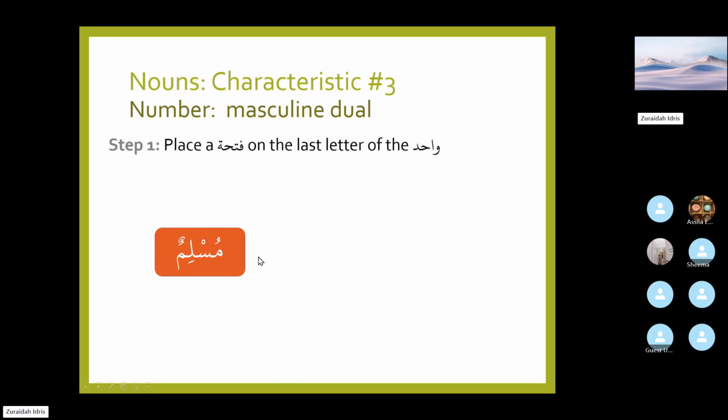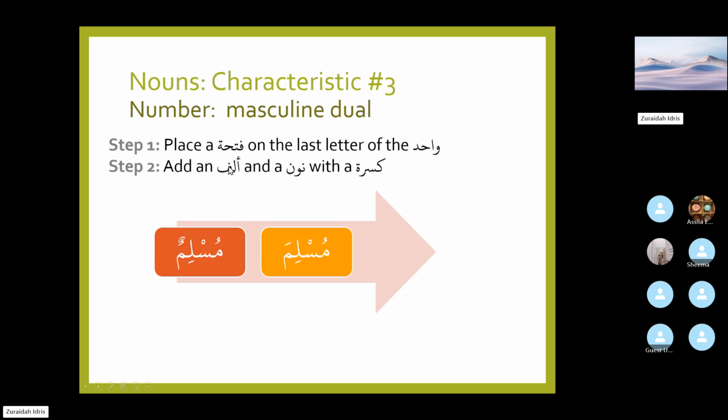We said just now, place a fatha on the last letter of wahid, the single version. This is the single version, muslimun. So instead of that, it becomes muslima. That's what we are saying here. Place a fatha on the last letter. Then add an alif and a noon with a kasra. Okay, so this is how the Arabs did it.